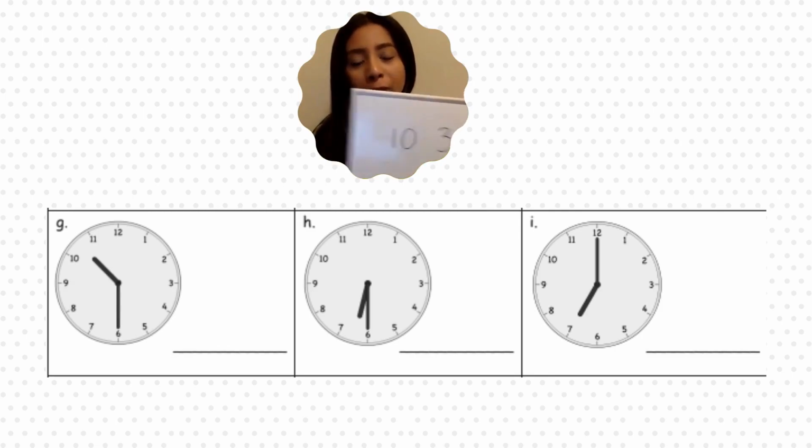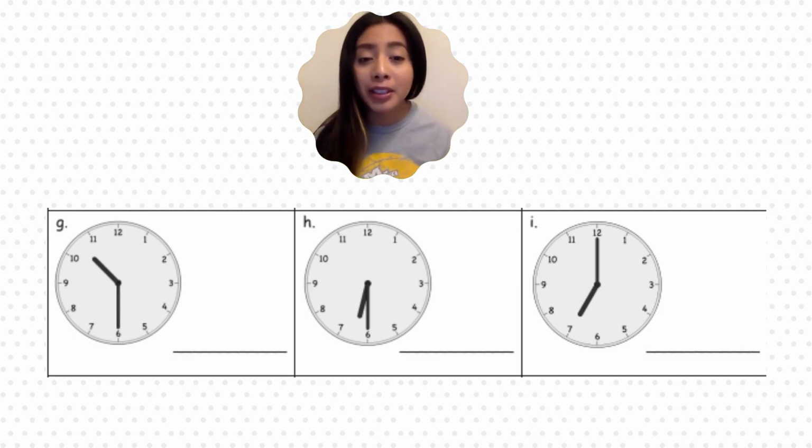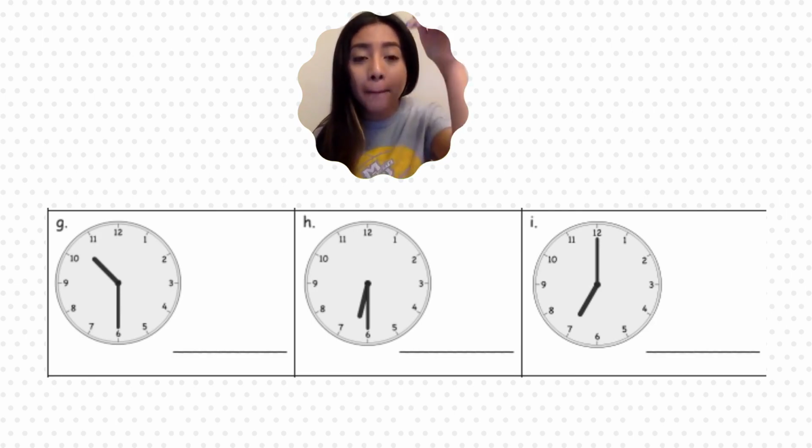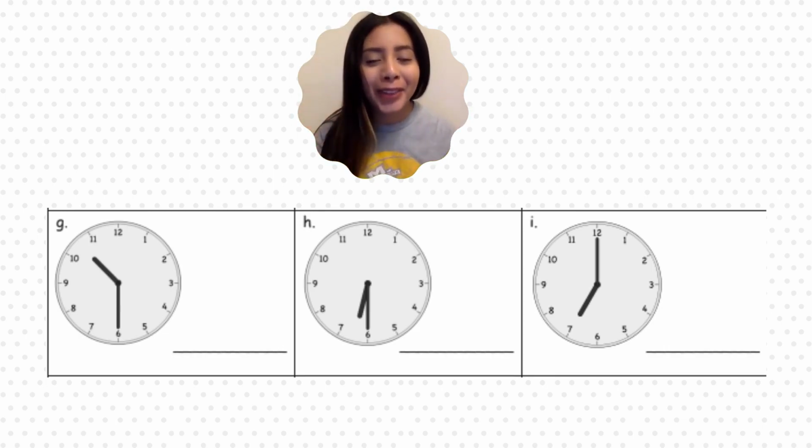Right, Kipsters, did you figure out what time it is? It's 10:30. It's 10:30 because the hour hand is still showing us that it's on 10 o'clock. But our minute hand, the longer hand, is pointing to 6, and that means 30 minutes. So 10:30. Pat yourself on the back if you also got 10:30.